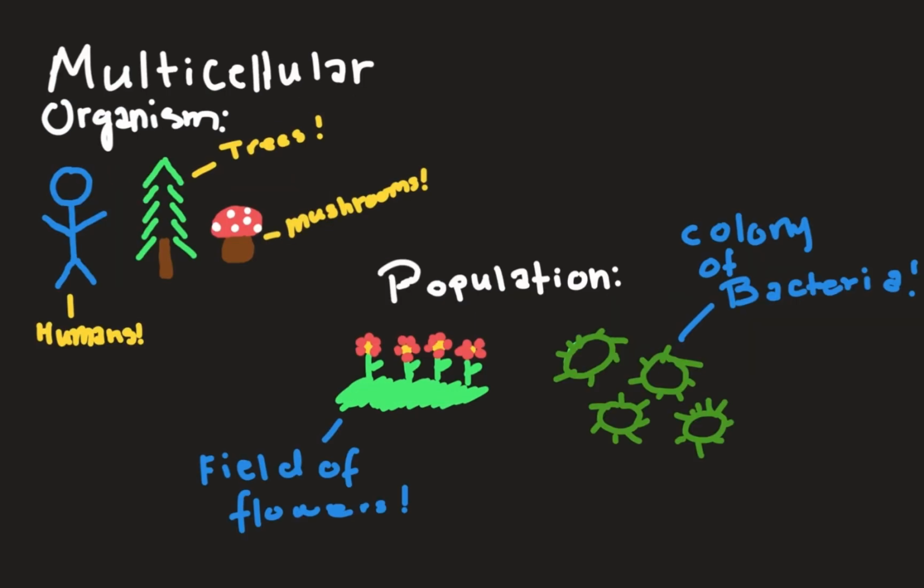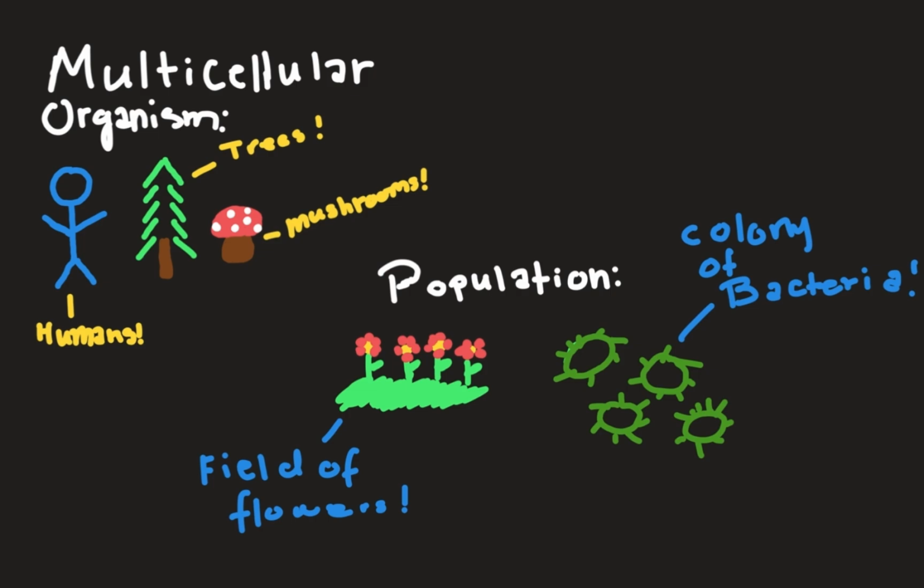From organ systems, we can then move on to multicellular organisms. These are composed of multiple independent and differentiated cells. Some examples of multicellular organisms are humans. So if you're watching this, you're probably a human.